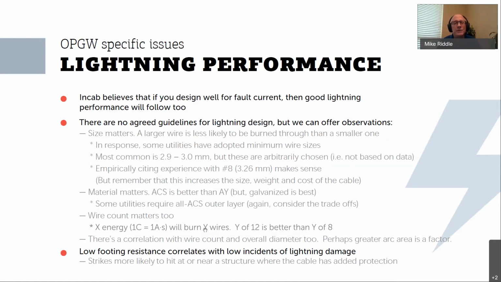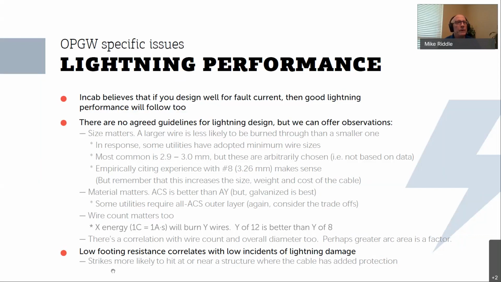Having said that, there's also a correlation with total wire count and overall wire diameter. So a 3mm wire on a cable with only 8 outer wires is not going to perform as well as that same 3mm wire on a cable with an outer layer of 12 wires. The greater arc area may effectively be spreading out the contact surface of the lightning strike, and therefore the cable suffers less damage than you would predict based upon the wire diameter alone.